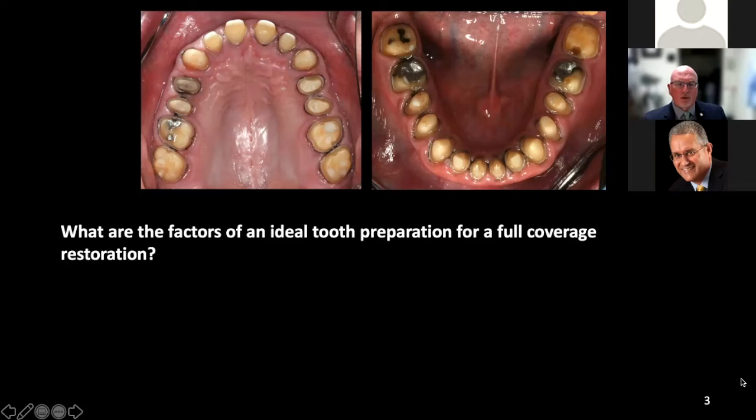I can see in the photographs here that there are some additional retentive and resistance features that are placed in some of the molars, some grooves and boxes.